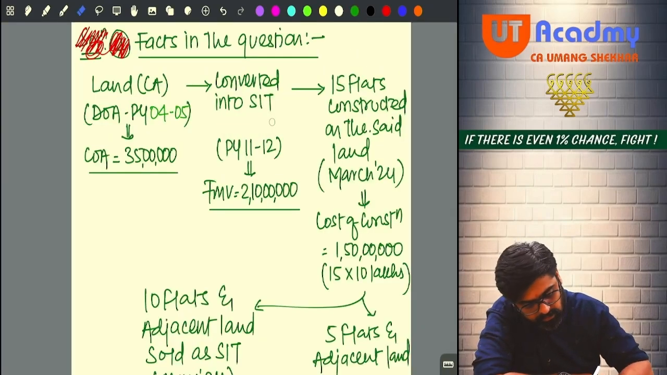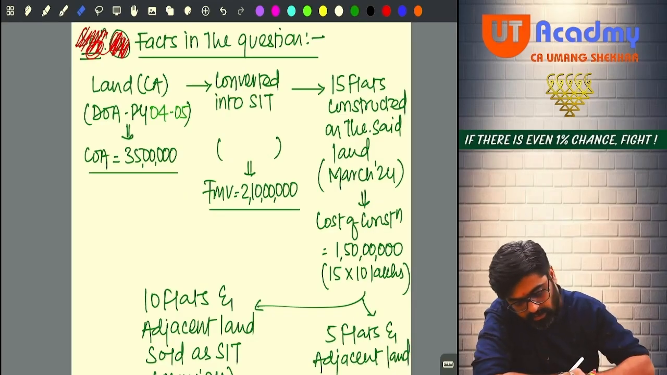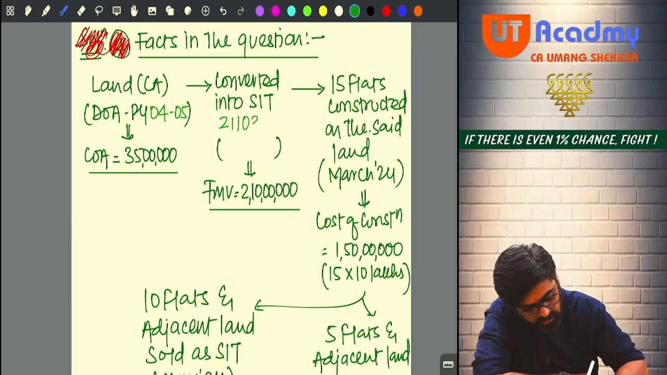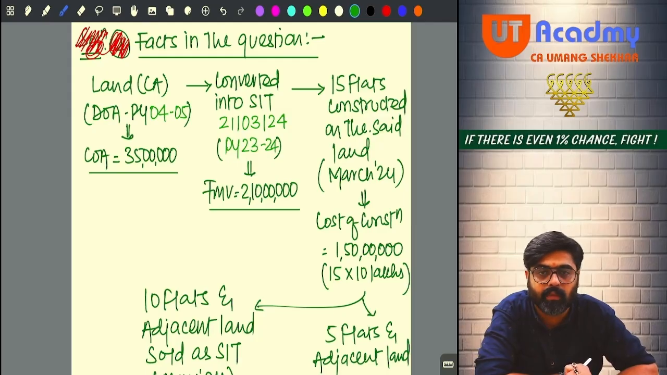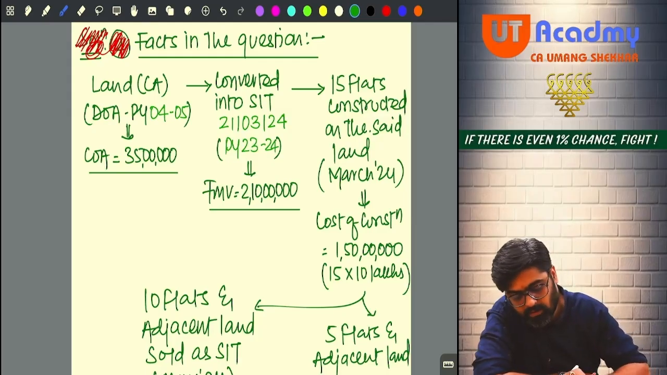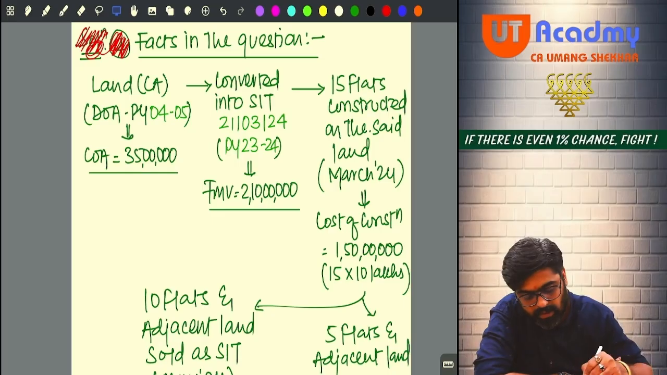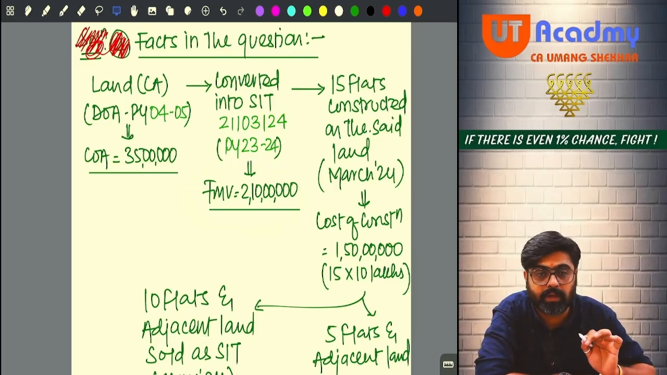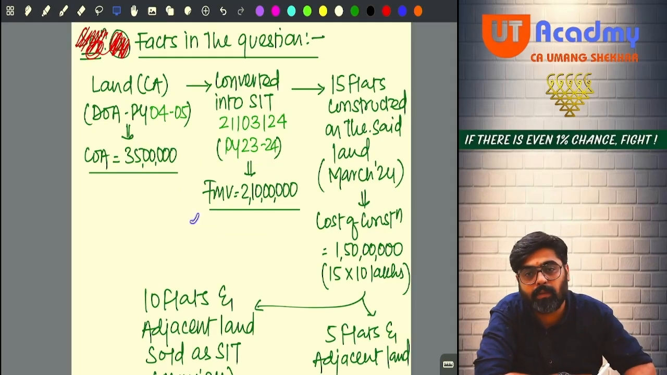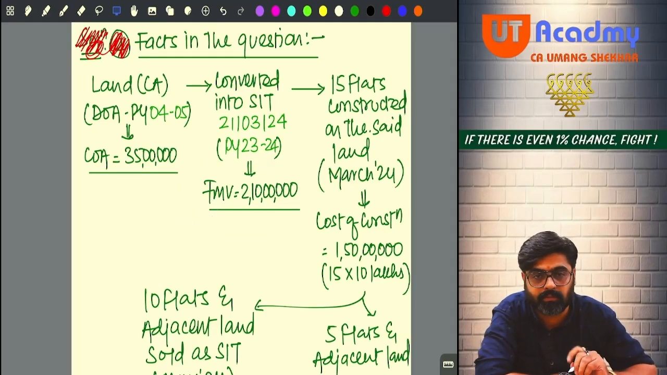And now that land got converted into stock in trade on 21st of March 2024. Meaning till previous year 23-24, you were holding that asset as a capital asset. So the date on which it got converted, as on that day, the fair market value was 2 crore 10 lakhs. This is the fair market value as on the date of conversion.